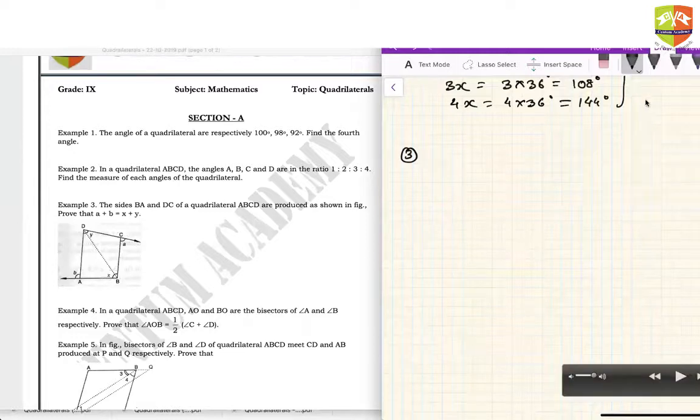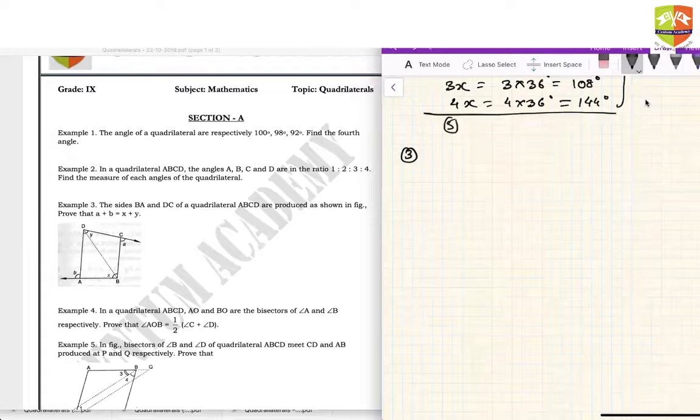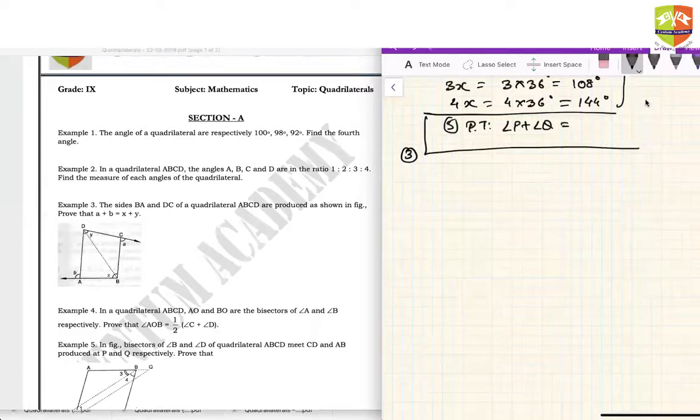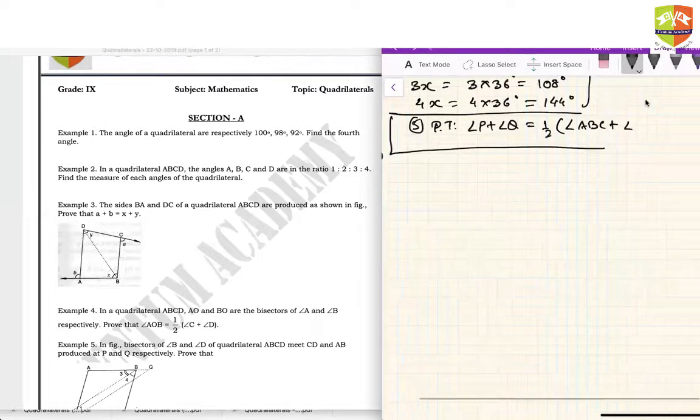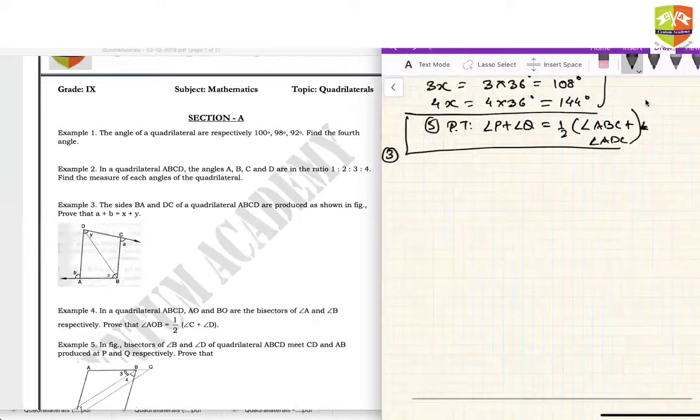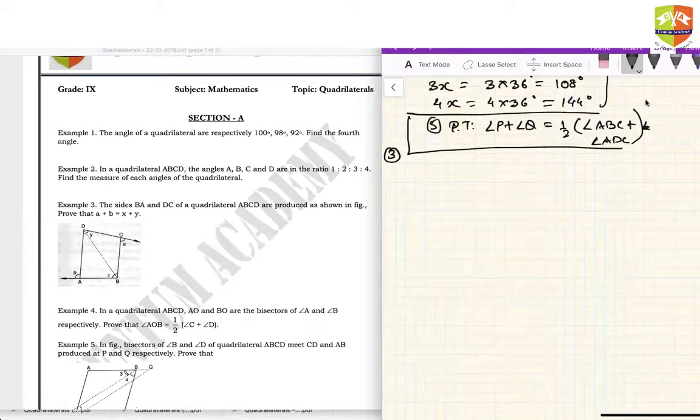So the question number 5, just a correction, question number 5 I'm writing here. So the correction is, in the question number 5, you have to prove that angle P plus angle Q is equal to half angle ABC plus angle ADC. Half angle ABC plus angle ADC. You have to prove this. Okay. So it was missing in the sheet. Never mind. So let's go back to question number 3.